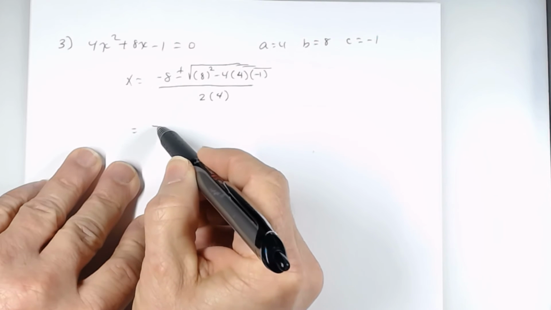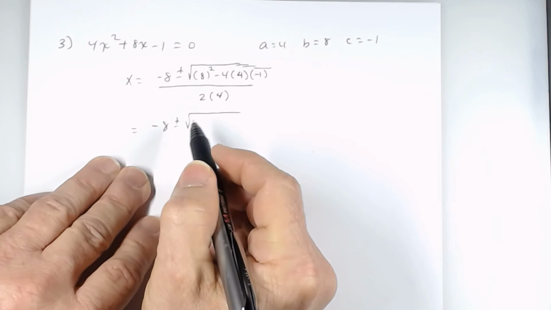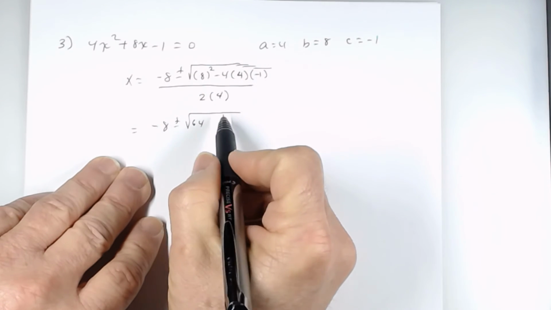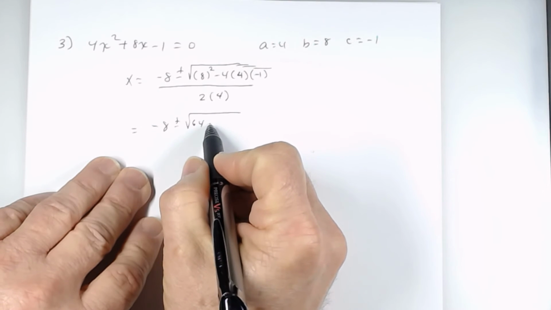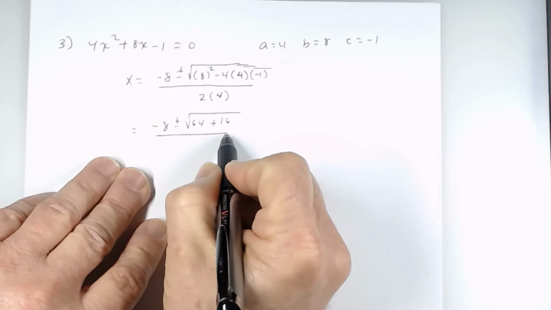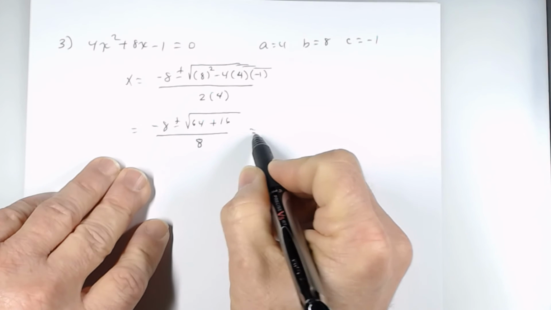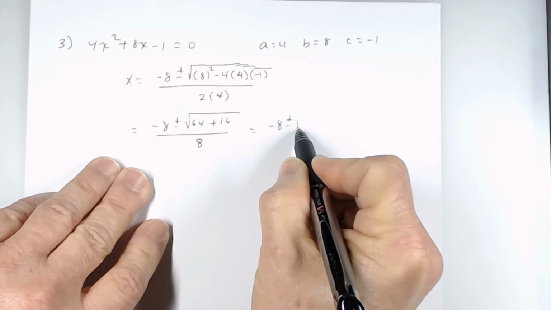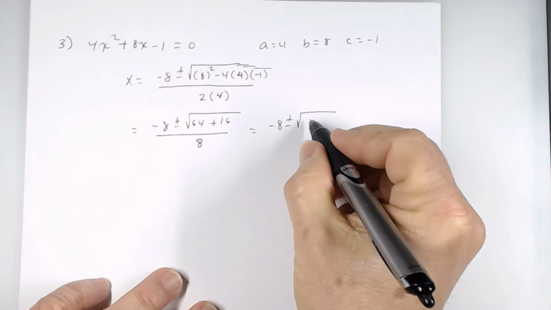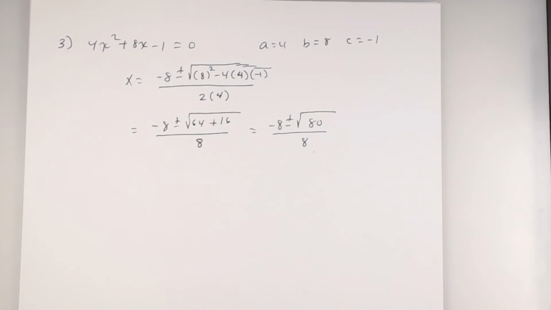So that's going to equal -8 plus or minus the square root of, what's 8 squared? 64. What's a -4 times 4 times a -1? Positive 16 plus 16 though, right? Okay. All divided by 8. So I get -8 plus or minus the square root of 64 plus 16, 80, okay? All divided by 8. That's where we're at.